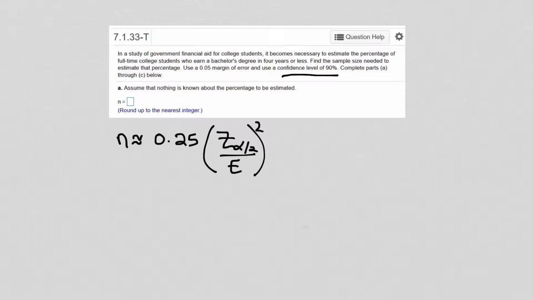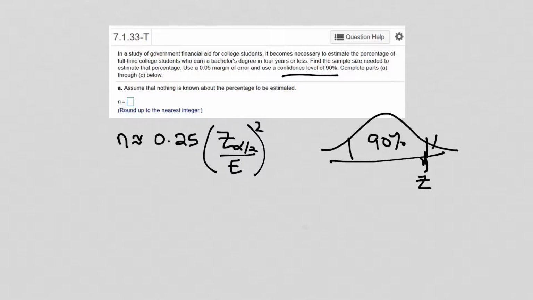Our confidence level is 90%. So off to the side here, I'm going to find 90% in the center. And my question is, what is this z sub alpha over 2? So alpha, if we have 90% in the center, alpha is 10%. That means I have 5% in the tail. That's where I cut alpha in half. So I'm finding z sub 0.05.